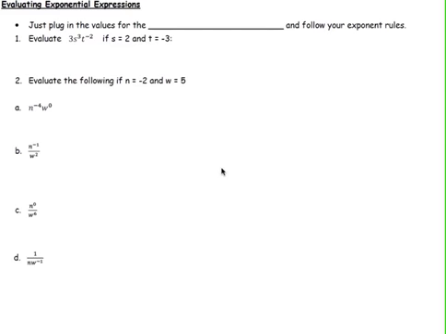This works if we have a 0 power or if we have a negative power. Let's actually apply that. So if I want to evaluate an exponential expression, I just plug in the values for the variables and follow my exponent rules.